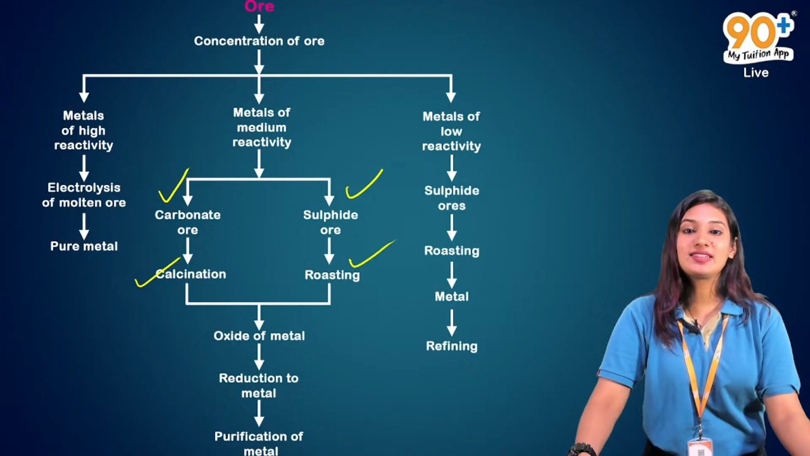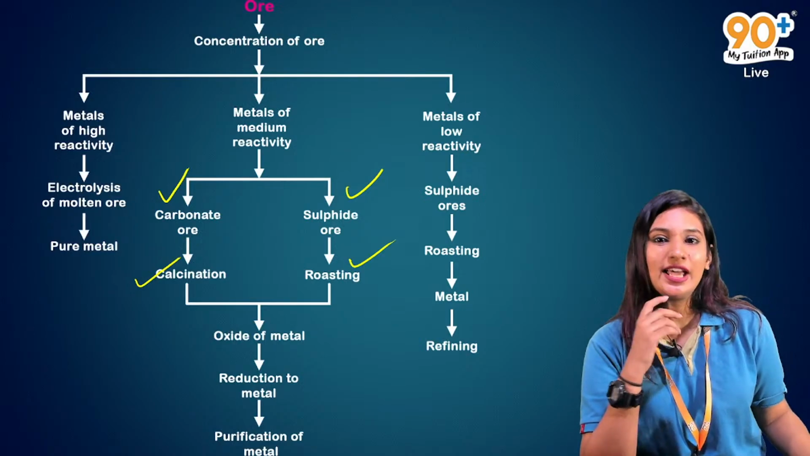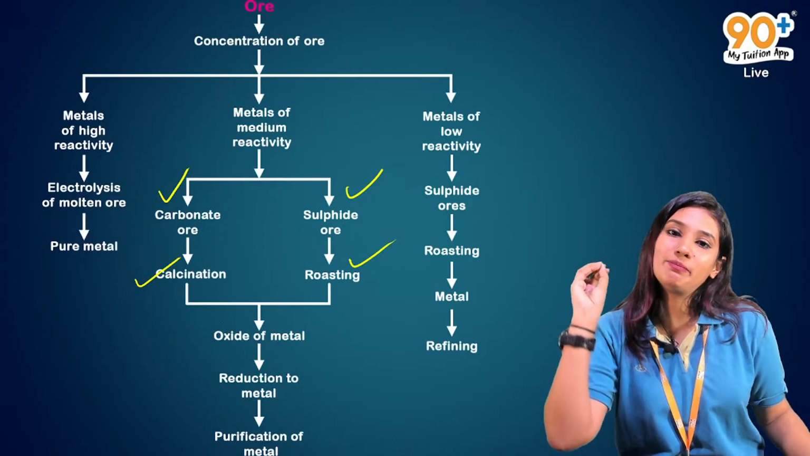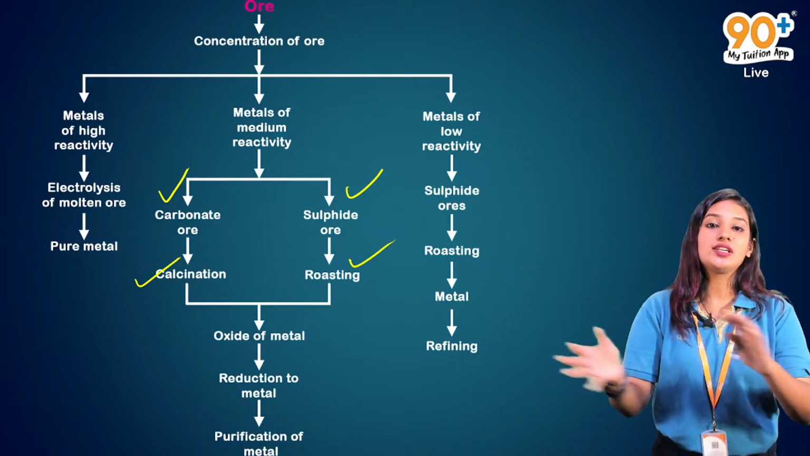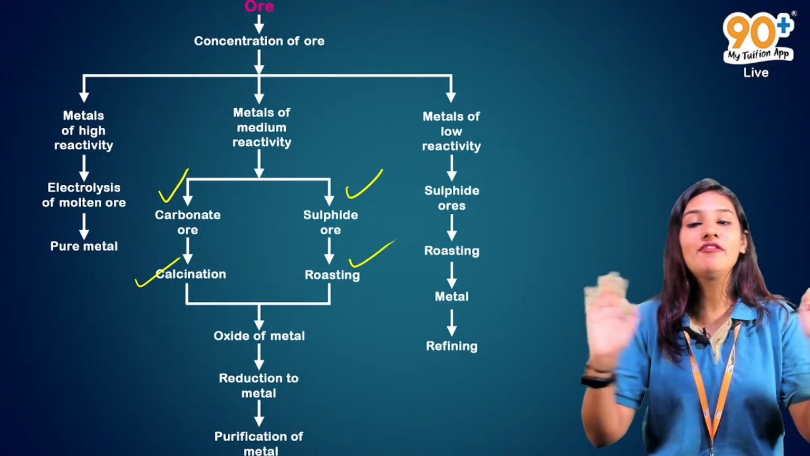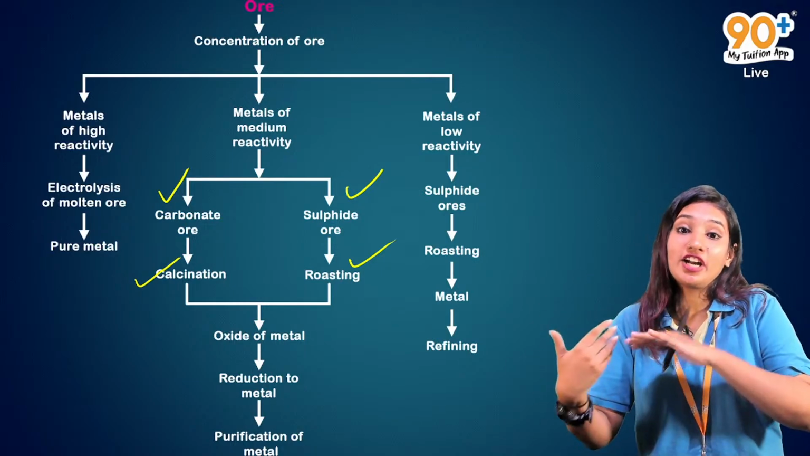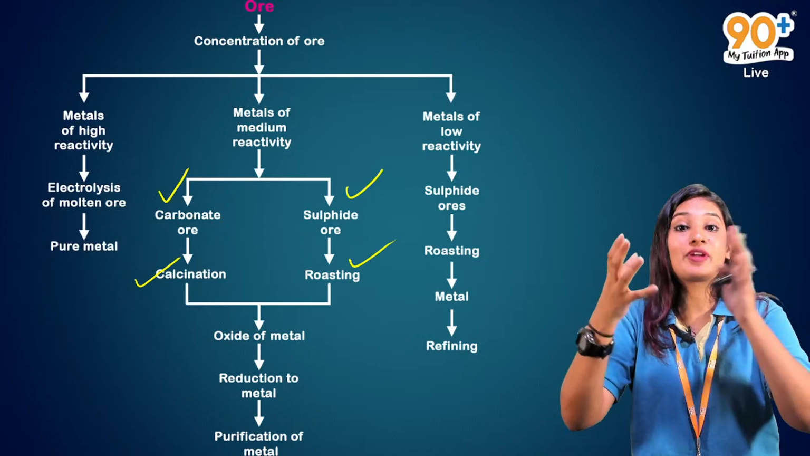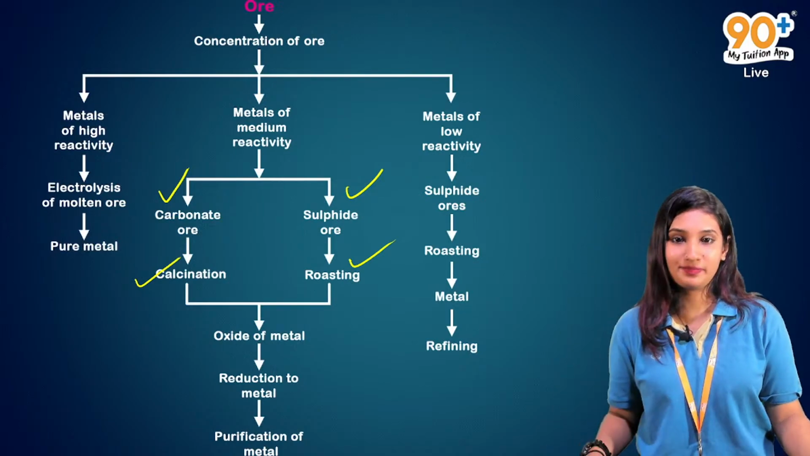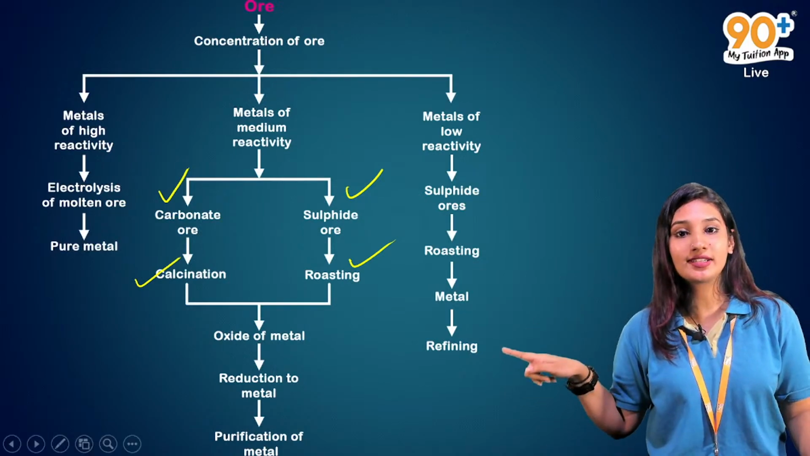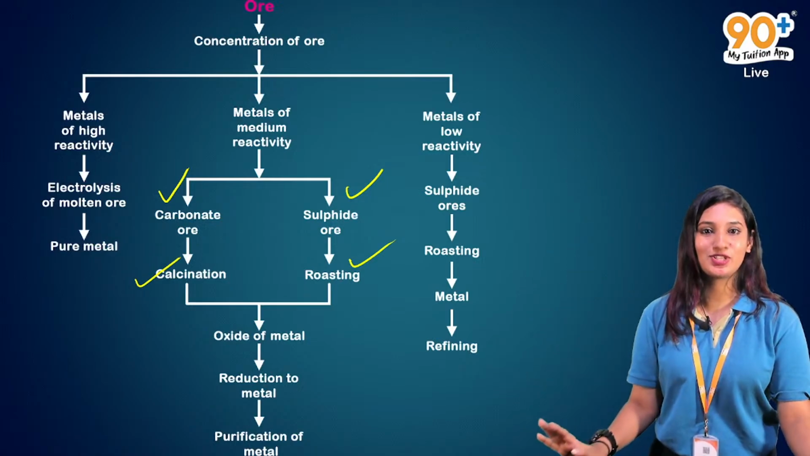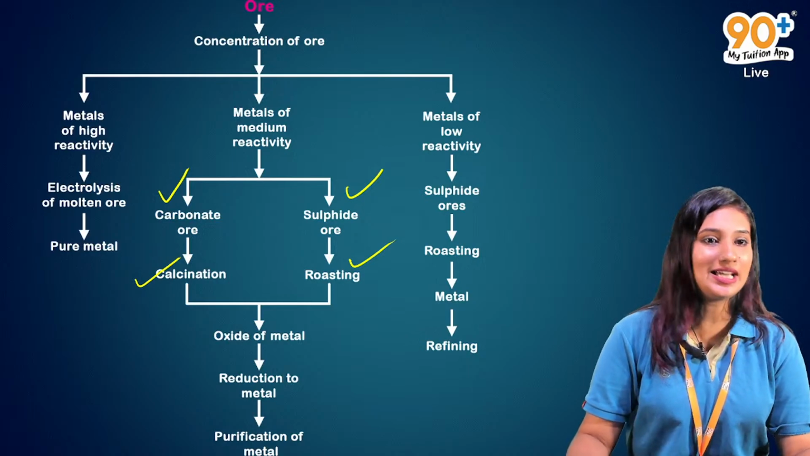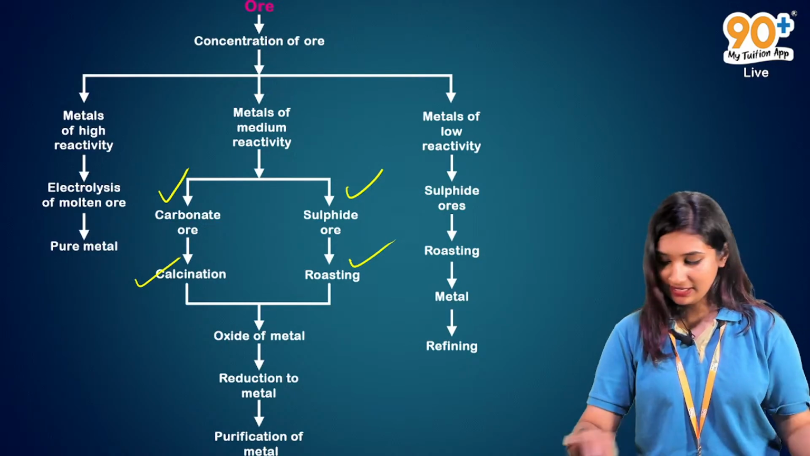Now what about the metals with lower reactivity? We were simply heating them. We just heated them in the presence of plenty of oxygen, so the metal got converted into its oxide first, and from that we got the metal. After that we conduct refining of that metal. That was the entire metallurgical process. Was it clear, guys?